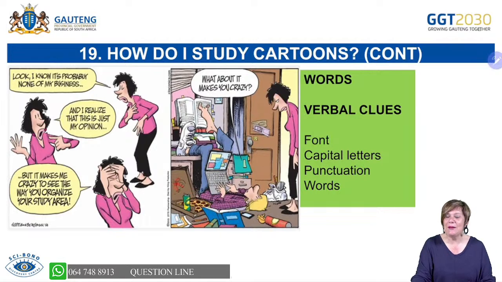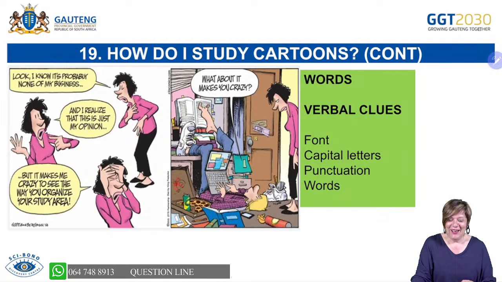Note that there is an exclamation mark. It's almost like she's shouting. And obviously look at the words. She's trying to be nice to Jerry. It's none of my business. It's just my opinion, but. And then Jeremy doesn't understand. He just says, "What about it makes you crazy?" I mean, there's no way that he can understand why his mom is feeling the way she does.